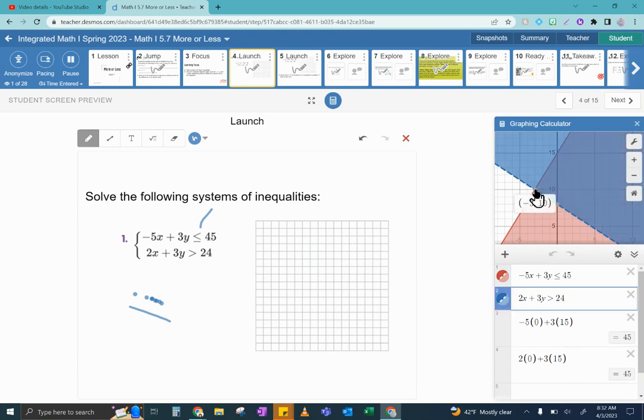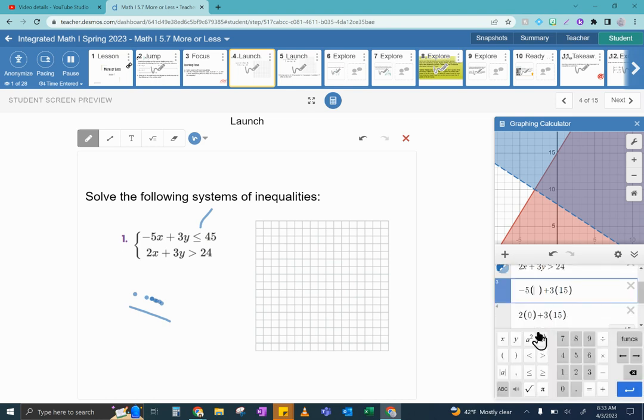What do you guys think? Do you think this point is a solution? Yes or no? Do you think that point right there is a solution? Yes or no? So for those of you who said, I don't know, Miss Johnson, I don't even know how to tell, I'll give you a hint, hint, nudge, nudge, wink, wink, right? And the answer is, let's go look. So we're going to go -3. It's a 10. So is 45 less than or equal to 45? The answer is yes.